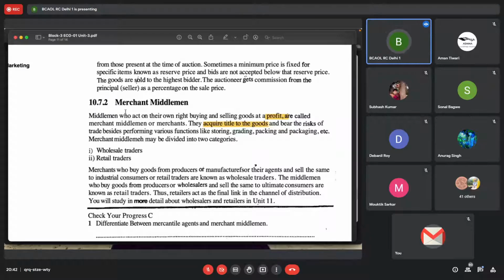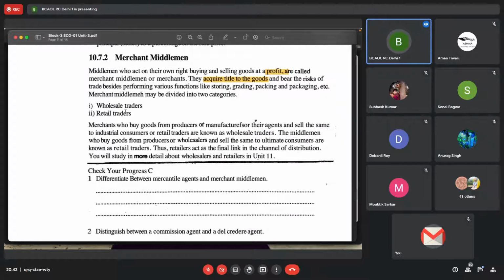So after functional middlemen, you have merchant middlemen. These merchant middlemen are basically the owners, and they acquire the title of the goods. Title of the goods basically means that they have paid for the product, and now they will be selling the product. Like we have wholesalers and retailers.